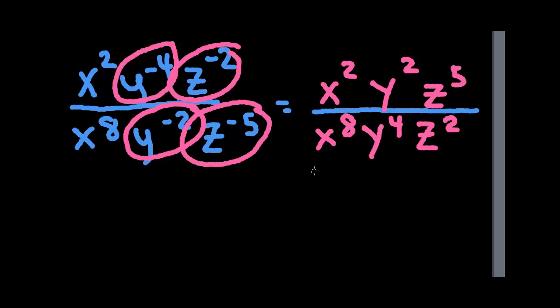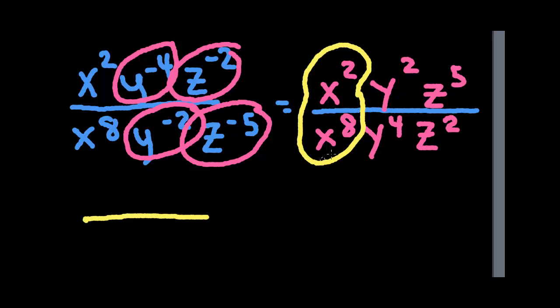So now we look for common x's, common y's, and common z's. And in this case, every situation is a division problem. They're all on top of each other. So we have 2 x's on top and 8 on the bottom. So that means the leftovers are on the bottom. 8 minus 2 is 6. So the x's end up down below with x to the 6th.